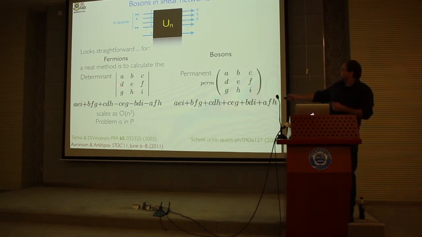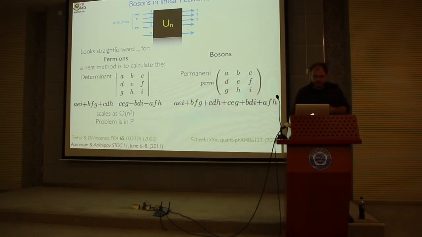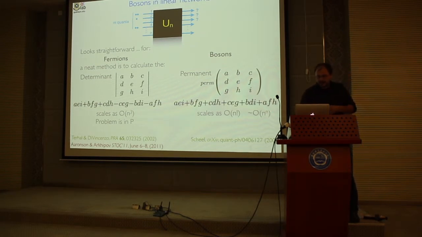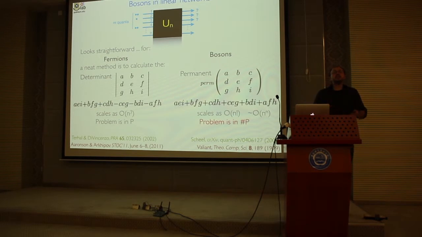you take the same submatrix, but you calculate the permanent, and it's really only different in that all the minus signs become positive. You might look at that naively and think that's not going to be much harder to calculate, but it turns out it scales as n factorial, or really n to the n in the large limit, and it's in a complexity class #P, and it's strongly believed to be classically intractable.